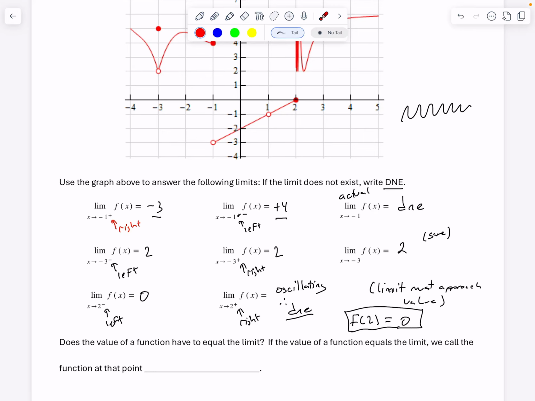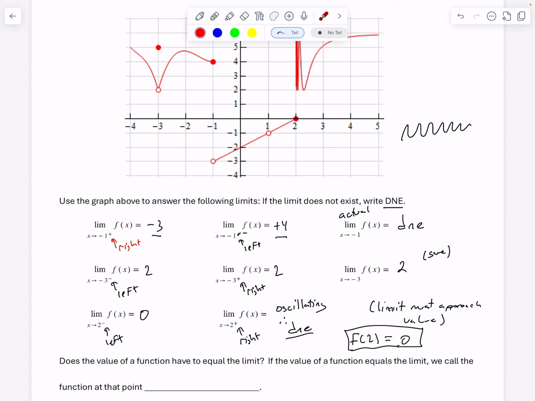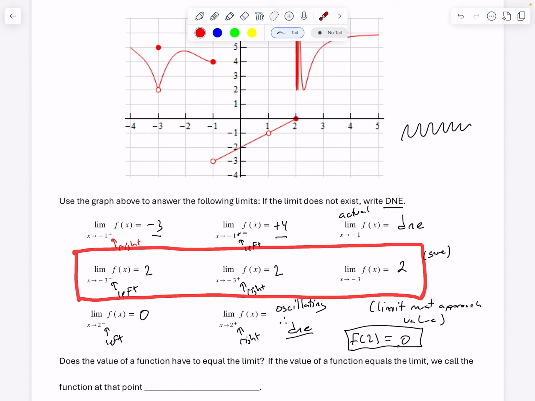Hello, welcome back. In our last video, we talked about what is a limit. And what I would like to take a look at right now is this row right here. Now, notice in the first example, we said the limit from the left is approaching 2, as well as the limit from the right. It was also approaching 2. So we said that the actual limit itself also has to be 2.